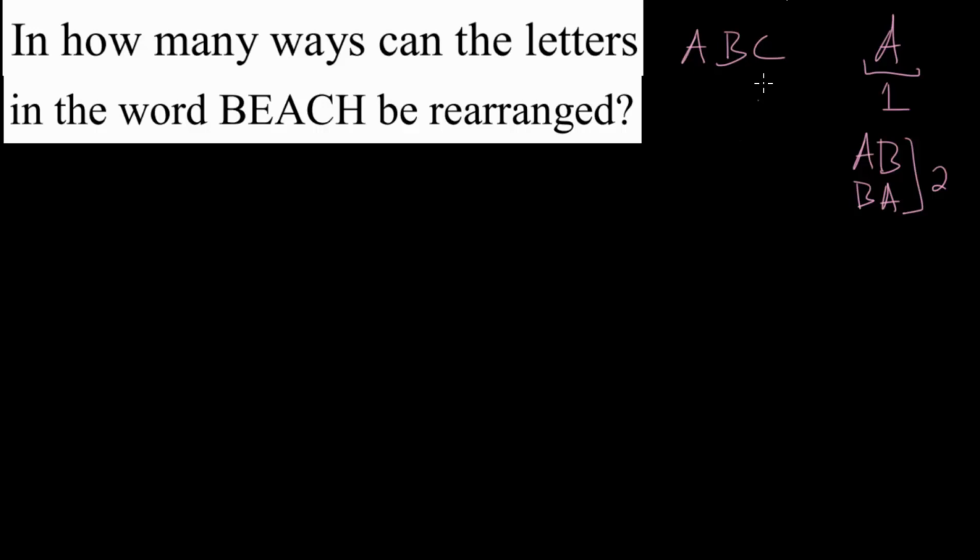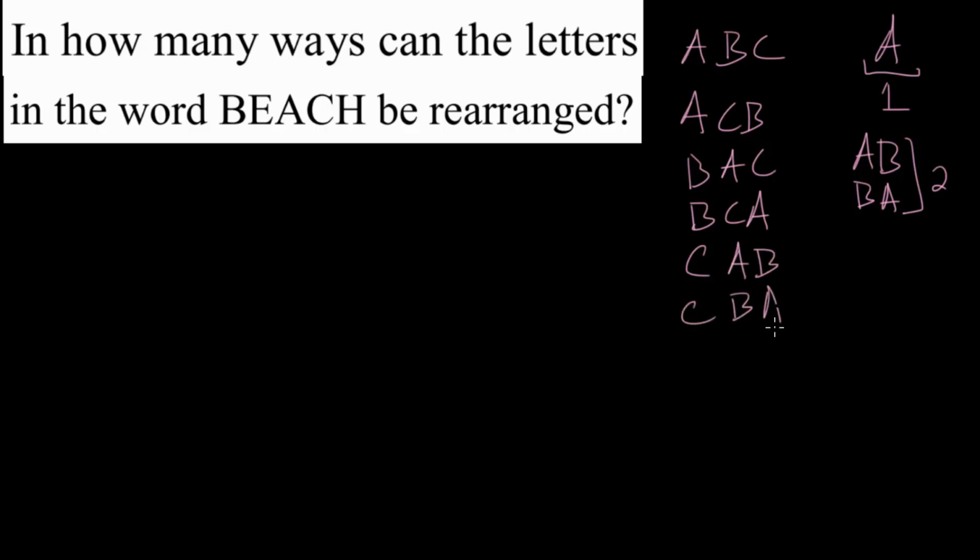But if we have three letters, A, B, C, we can do A, C, B. Or we can start with B first and go B, A, C or B, C, A. And we can also start with C first, C, A, B or C, B, A. We can count that there are 6 different ways to arrange that. And you might notice a pattern.